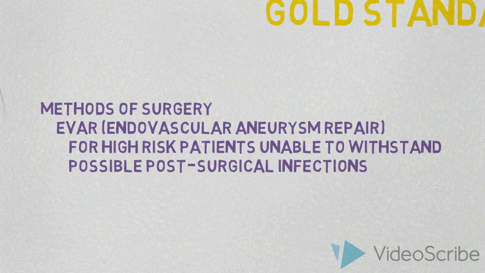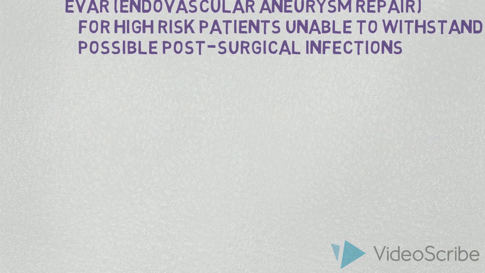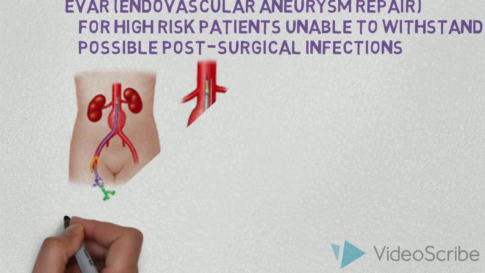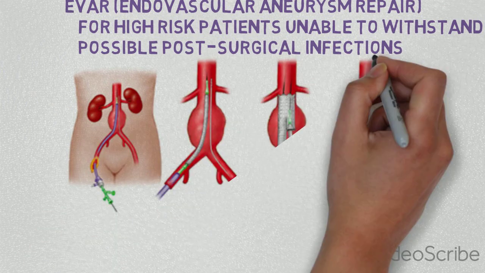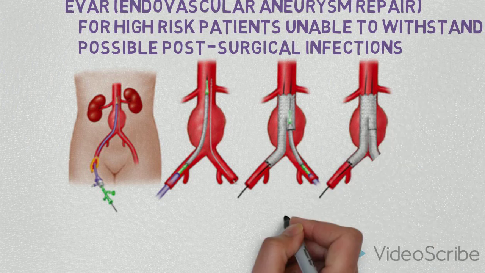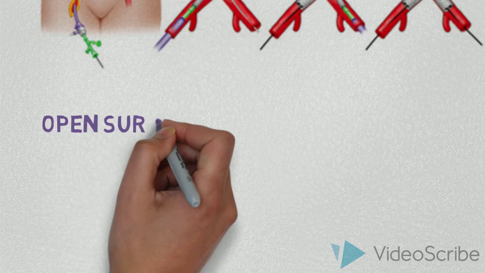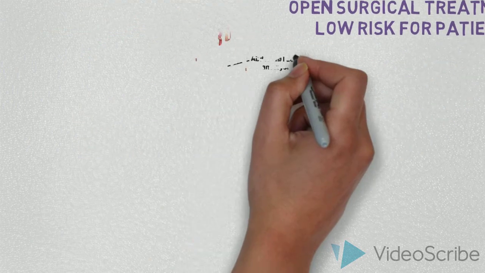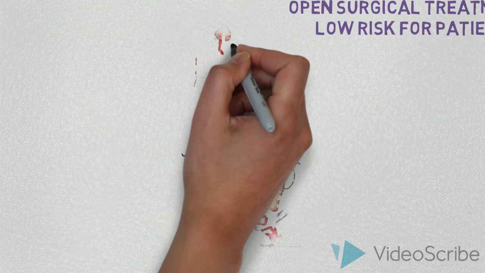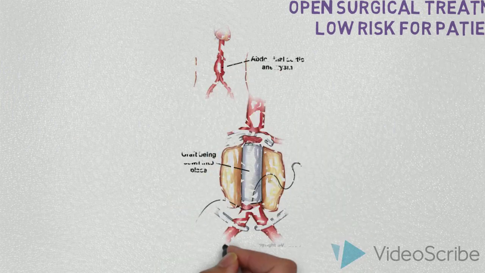There are 2 methods of surgery. One, called EVAR, or endovascular aneurysm repair, which is typically used for high-risk patients unable to withstand possible post-op infections. But the current gold standard is still open surgical repair, typically used for low-risk patients under the age of 70.